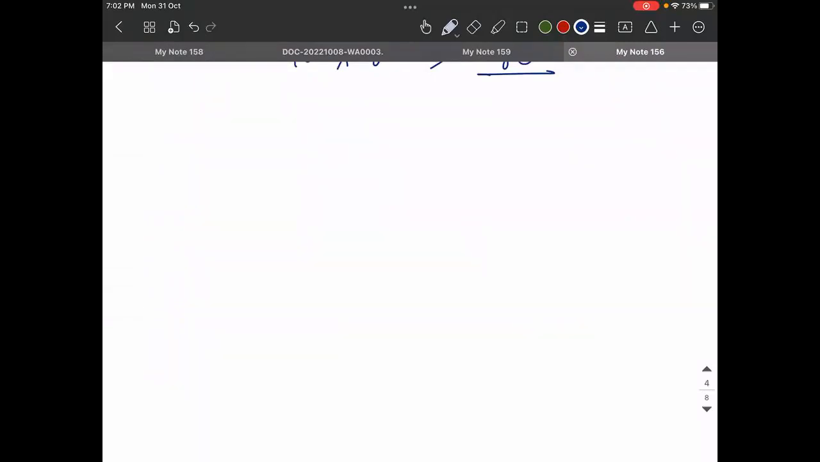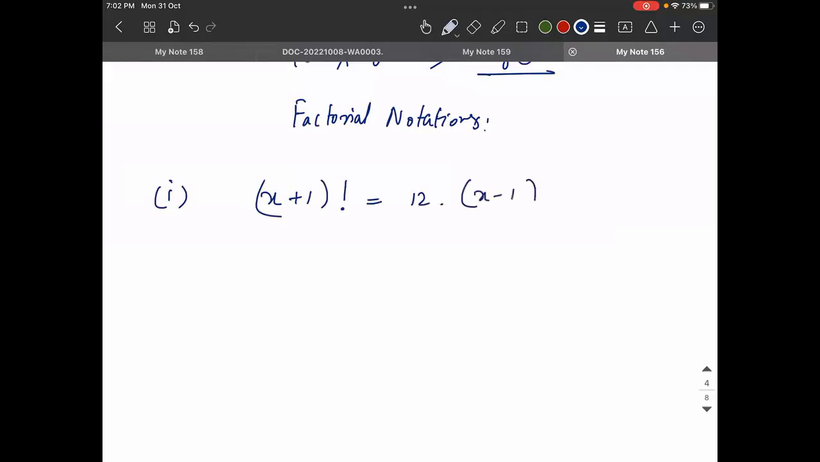Anyway, factorial notations. Let's do some problems based on factorial notations. Have I explained factorial notations? In binomial theorem also, we have done factorial notations, right? Let's solve some of the problems. Okay, so find out this: (x plus 1) factorial is equal to 12 times (x minus 1) factorial. Find the value of x.